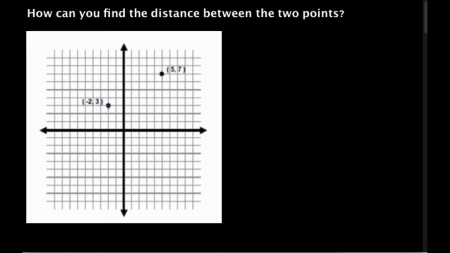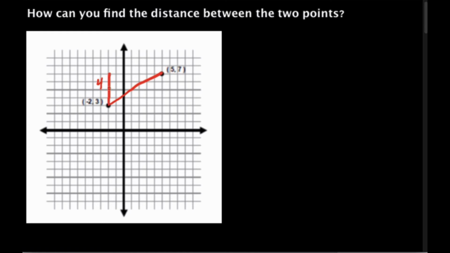So here we have a point at -2, 3, and another point at 5, 7. And we want to find the distance between them, and that can be represented by a straight line between those 2 points. So one technique is to create a right triangle from these 2 points on the coordinate plane. So we're going to move up from y equals 3, 1, 2, 3, 4 units to y equals 7. So the length of this line segment is 4 units.